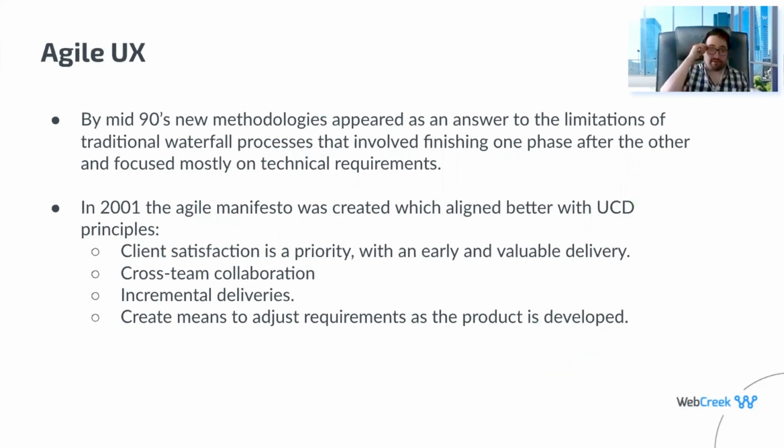Agile UX is another famous framework. By the mid-90s, new methodologies appeared as an answer to the limitations of the traditional waterfall process. That meant you had to finish one thing before you started another. And that usually was very restricted in terms of how you plan and how you do your product. It was very difficult to change things along the way or make different decisions upon new findings. You had to wait until a new iteration of the product.